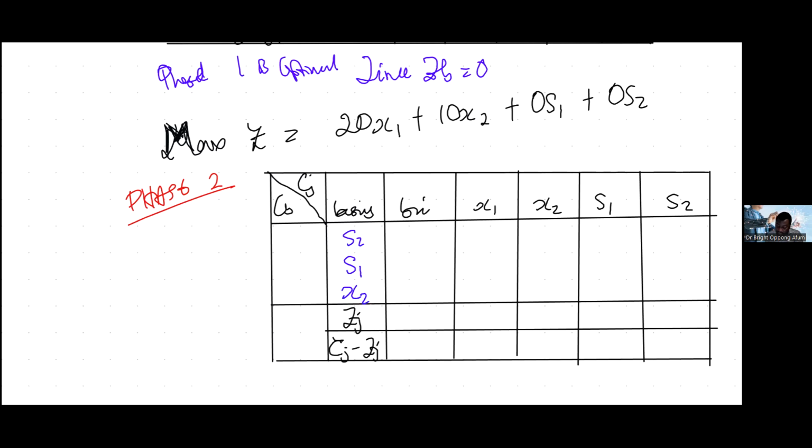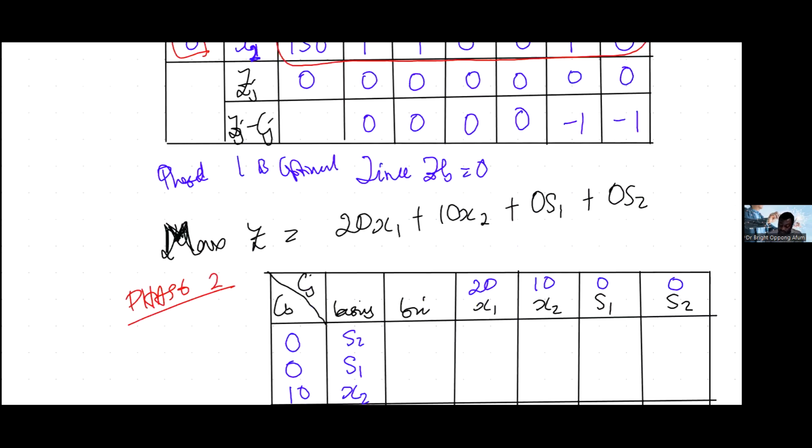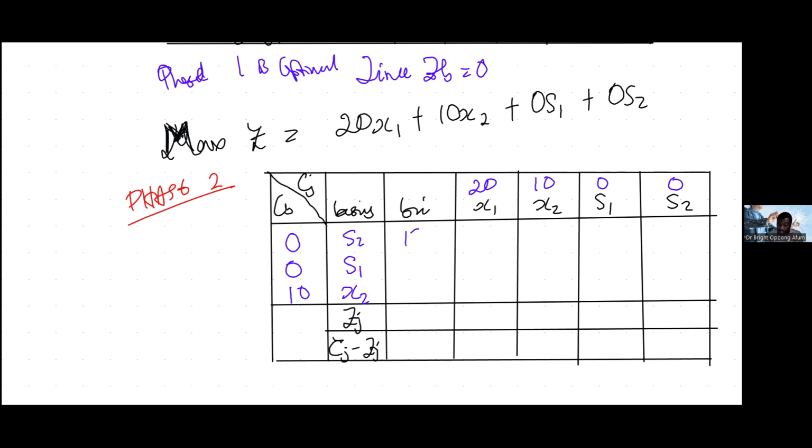So what is the coefficient for X1 here? 20. That for X2 is 10. This is 0. This is 0. So if you are to replace here S2, 0, S1, 0, and X2, 10. So what are the BI values? From the table here it is 130, 40, 150.